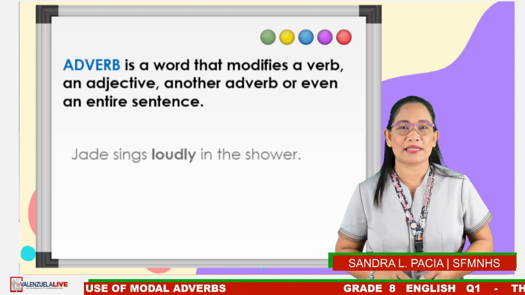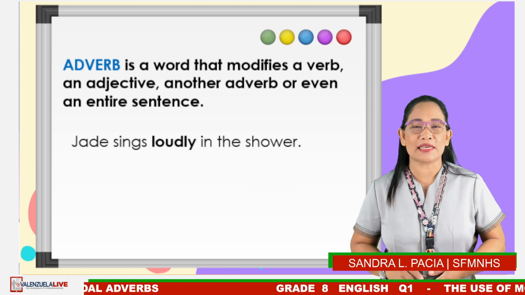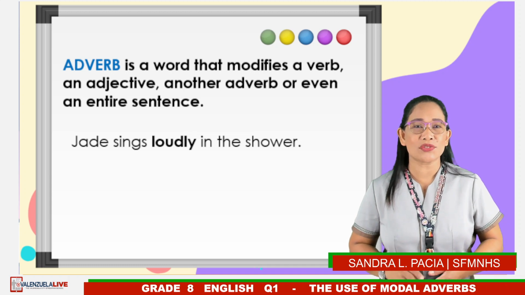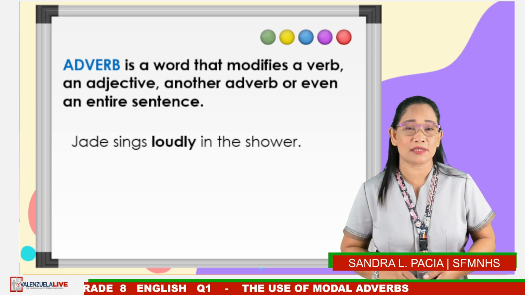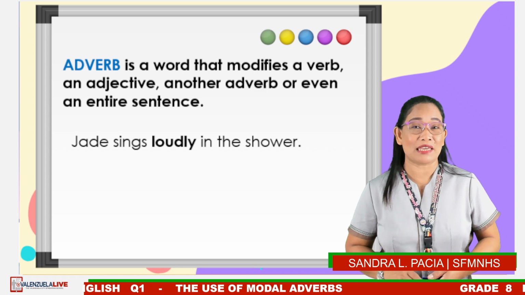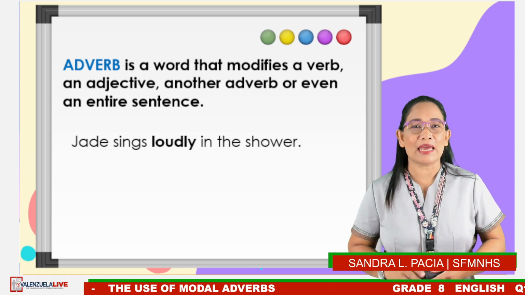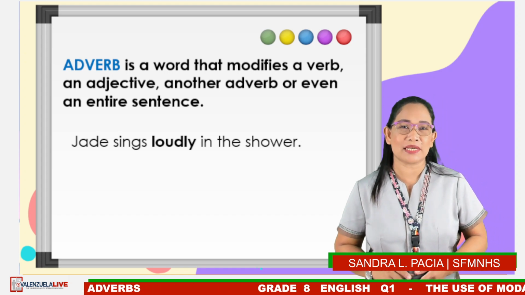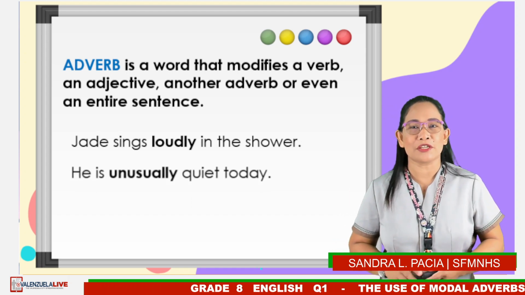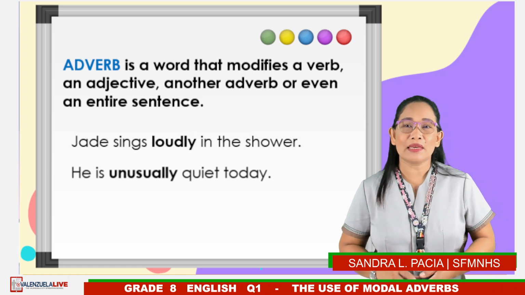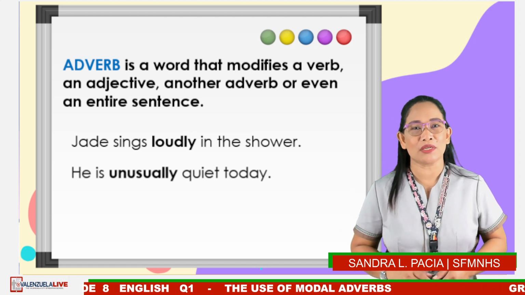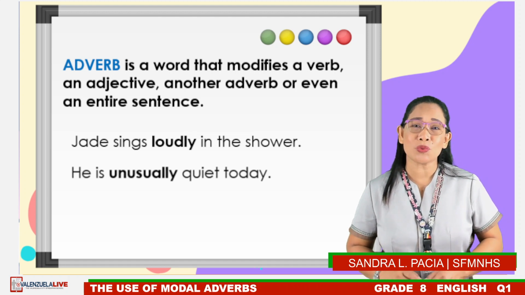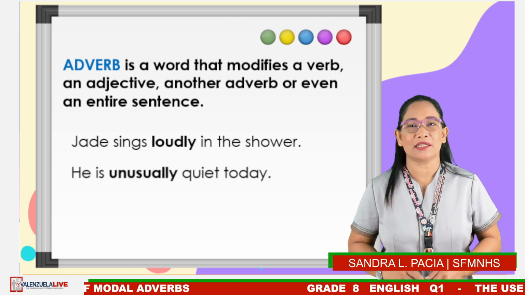Let us look at this example. Jade sings loudly in the shower. The adverb in this sentence answers the question how Jade sings. It describes how the action is being done. In this case, an adverb loudly modifies the verb sings. Let us have this sentence. He is unusually quiet today. Here, the adverb unusually modifies an adjective, which is quiet. Unusually adds degree or intensity to the adjective.